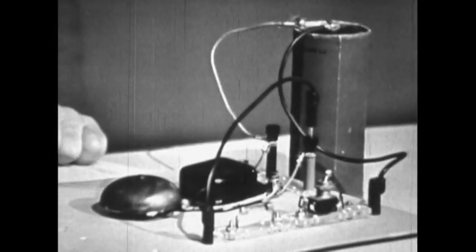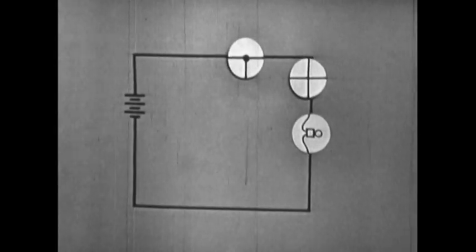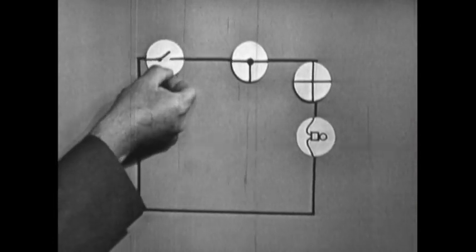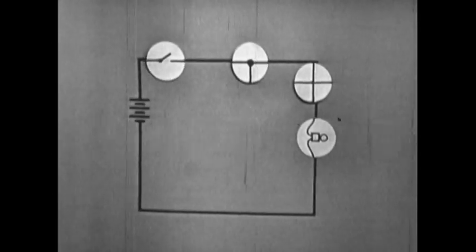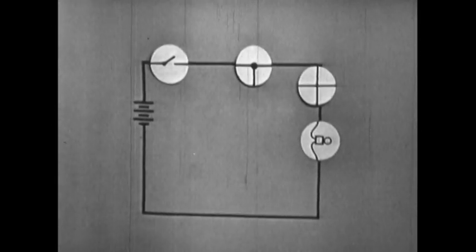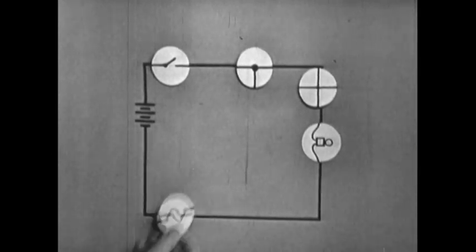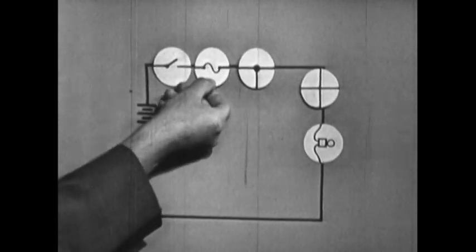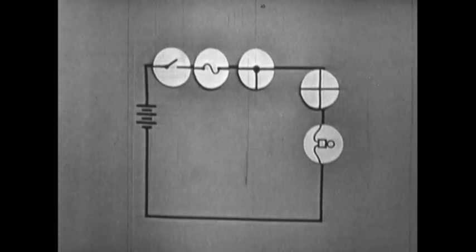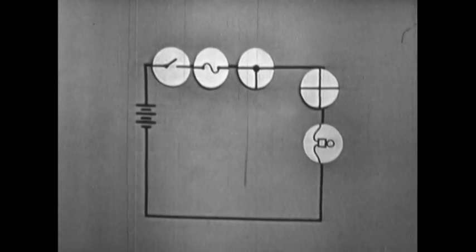As you can see, the circuit is completed. This is the symbol for a simple switch. It's called an SPST, or single pole, single throw switch. The symbol for a fuse is here. Think of a circuit protective device when you see this fuse symbol in a schematic.